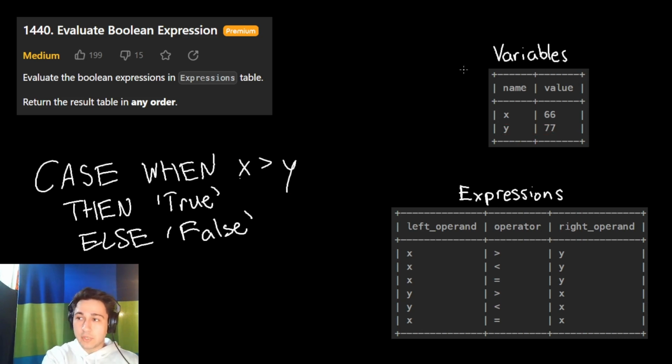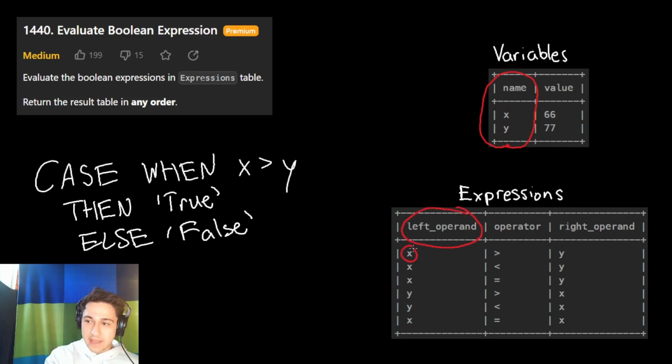So what we want to do is somehow combine these two tables so that when we go here and say, hey, x is greater than y, we'll be able to tell that x is 66 and y is 77. And how do we combine tables together? We join. What we want to do is join this table on this column, like the name of the variable, x and y, on this column in expressions.